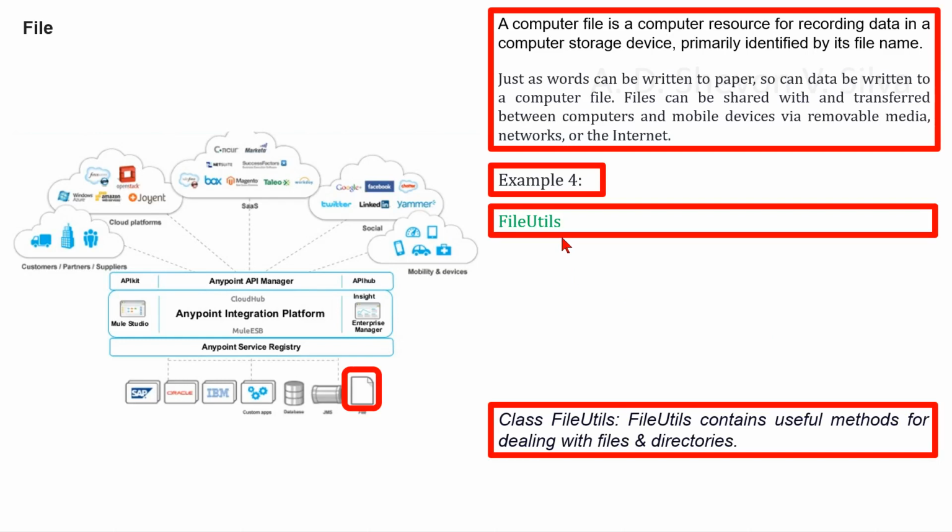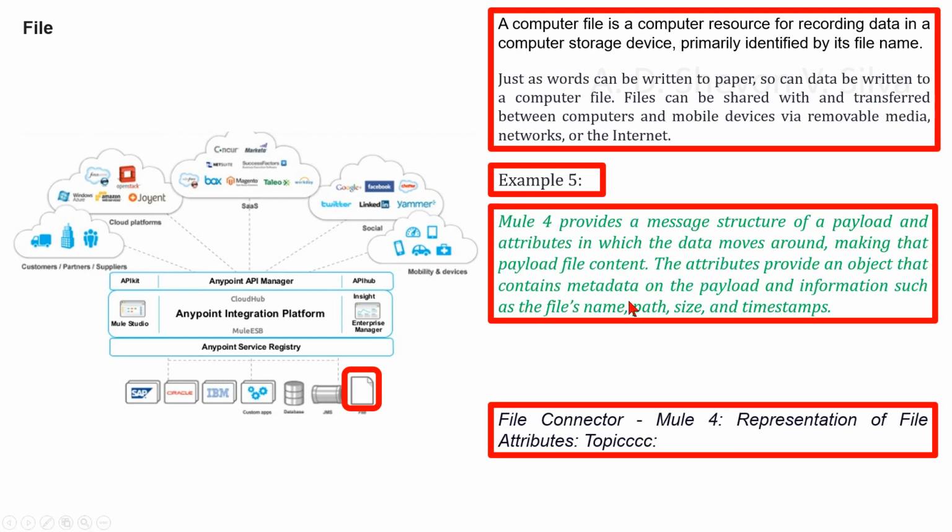As an example 4, we are considering the class FileUtils. FileUtils is in org.mule.runtime.core.api.util. FileUtils contains useful methods for dealing with files and directories. Now we are considering the representation of a file in the Mule file connector, Mule 4.